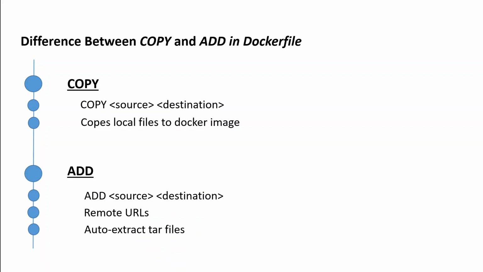They copy files into the Docker image, but the copy command only copies the local files on your host system to the Docker image, whereas by using the add command, instead of giving a local file, you can just give the remote URL of a file which will be copied into the Docker image, or you can give tar files which will be auto extracted into your image.